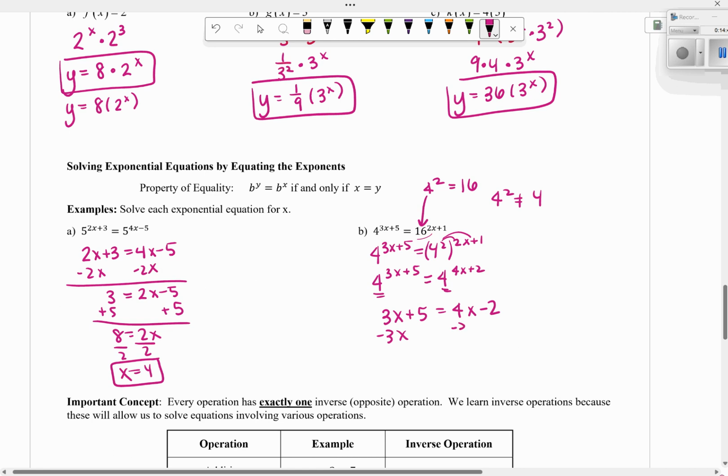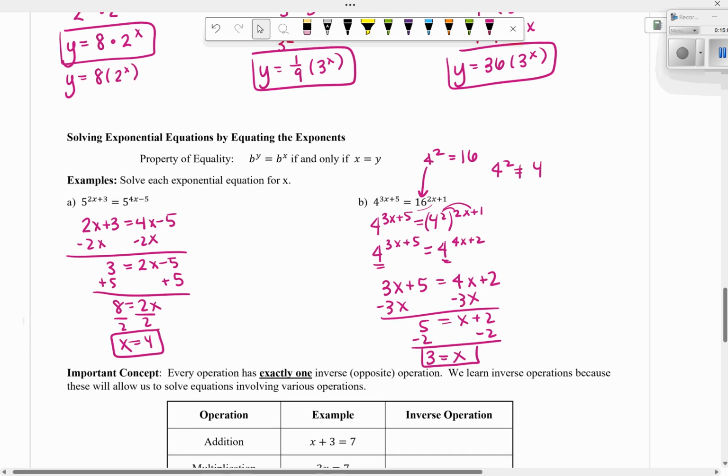And when we combine our like terms, I'm sorry, that was plus 2 there, so it should have been minus 2. So if we combine our like terms, we get 3 is equal to x. And again, if you were to plug this in to check your work on both sides, you would see both sides would equal each other.